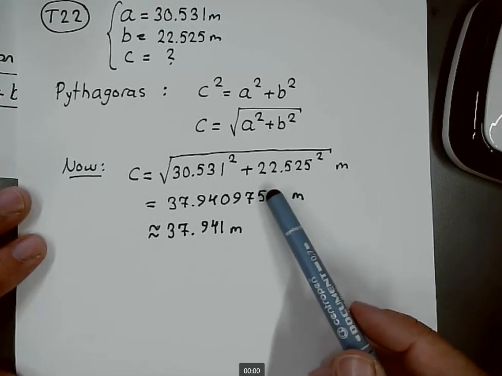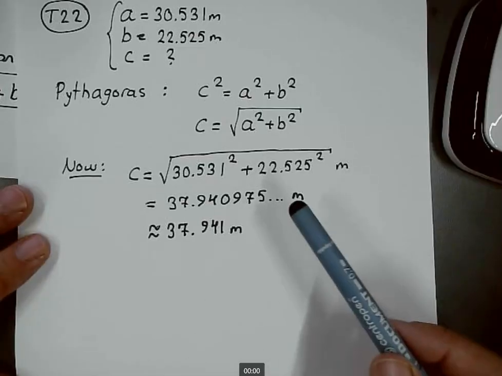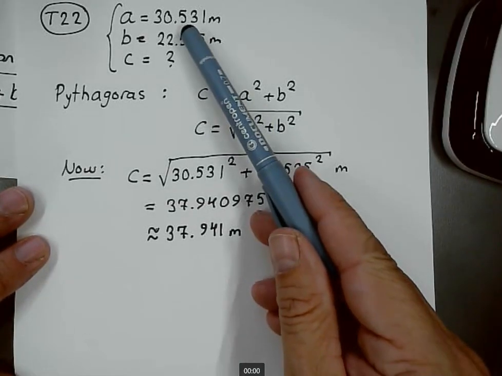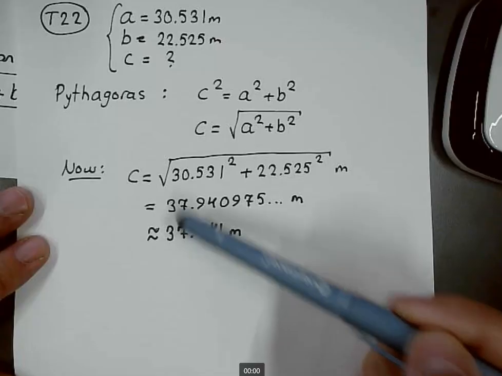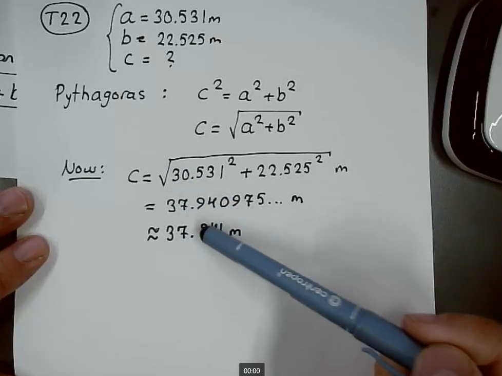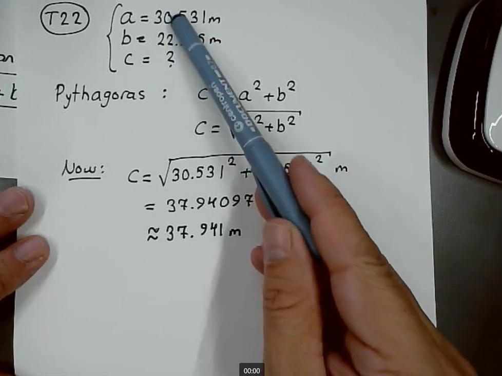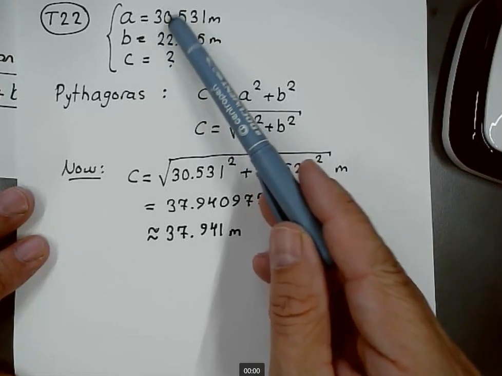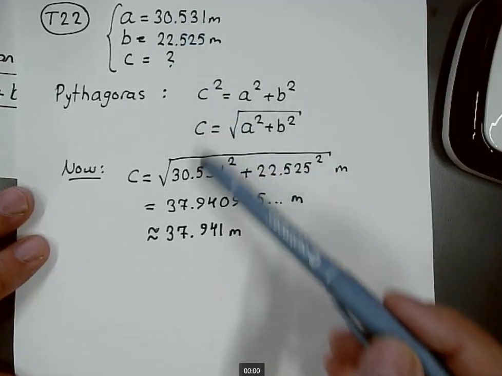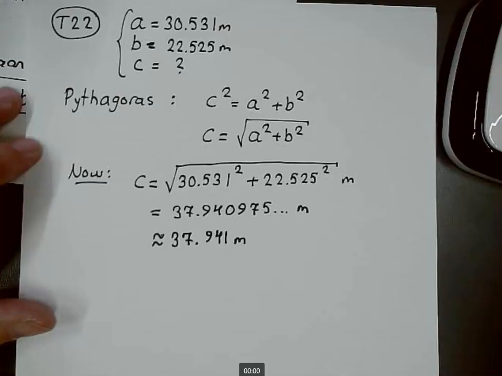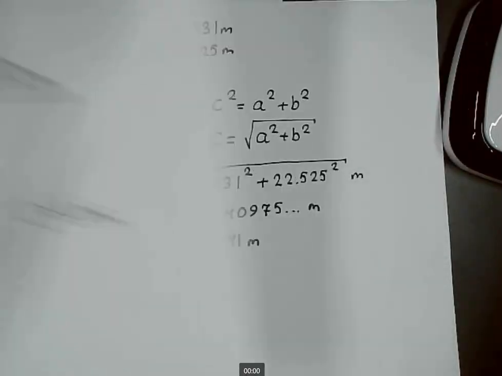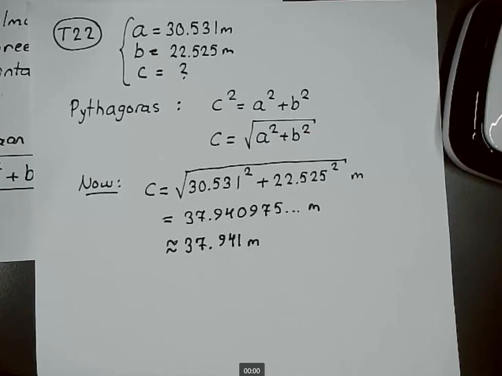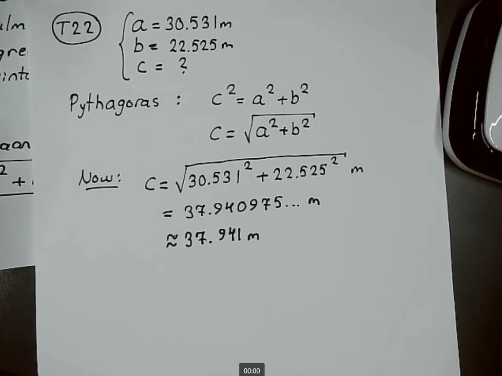And of course, here we could also try to check the answer. A is about 30 meters and B is 22. So this longest side of the triangle, the hypotenuse, must be longer than the other ones here. So the answer must be longer than this A. And it seems to be, so I guess it is okay. And of course I could draw in scale and check with the help of that, but I will leave that as an exercise to you.